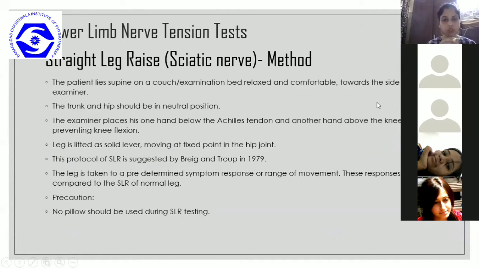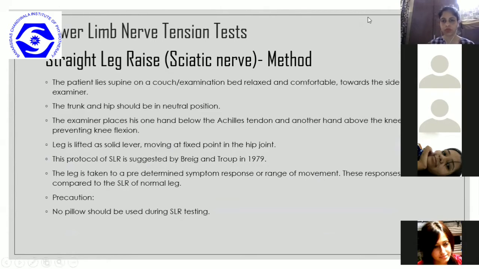Hi, so we come back to this thing, upper limb tension testing. Hello, am I audible? Hello. Yes, Neha, you are audible. You are audible. Okay, thank you.